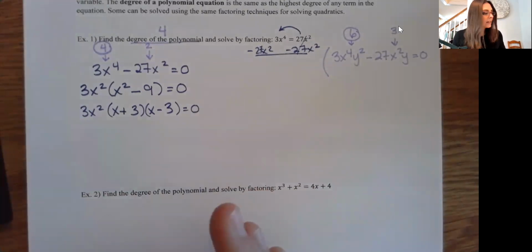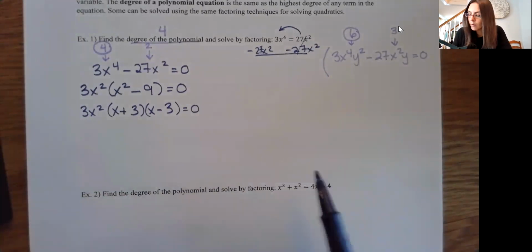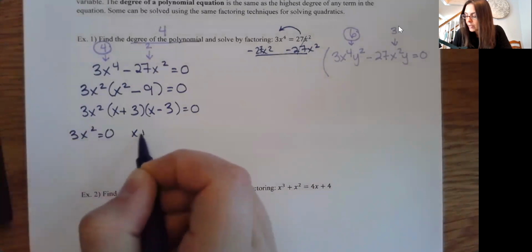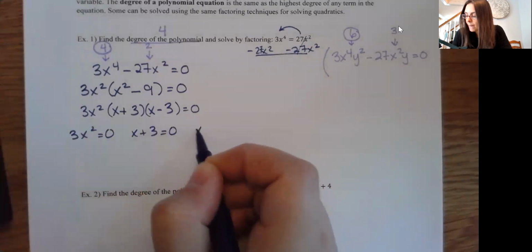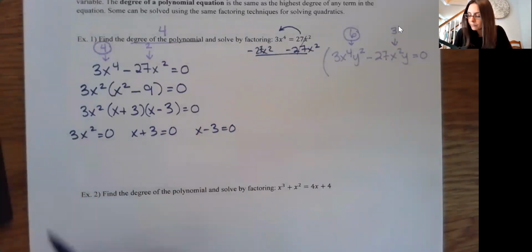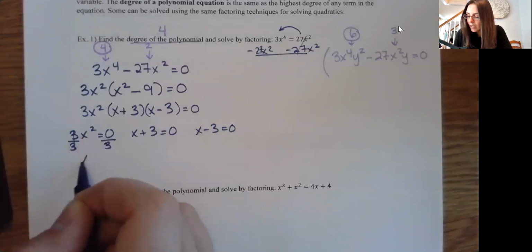Once you have everything factored, then like we did for quadratics, you can set each factor equal to 0. So I have 3x squared equal to 0, x plus 3 equals 0, and x minus 3 equals 0. And then you're going to solve each part. Now for the first one, we start by dividing by 3 on both sides, and we have x squared equal to 0.